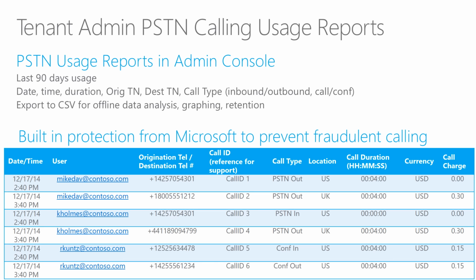This is an example of the tenant admin PSTN calling usage report. It will tell you for the last 90 days who called what phone number, at what time, what was the duration, what was the originating phone number and the destination phone number, what was the call type, inbound, outbound, call or conference, and you can export this information to a CSV for any offline data analysis, graphic, any retention policies that you might have. So Microsoft will give you all of this information so that you can truly understand what consumption is being done based on Cloud PBX with PSTN calling.